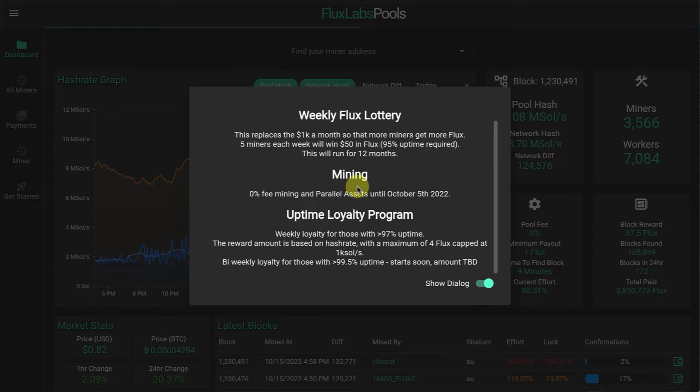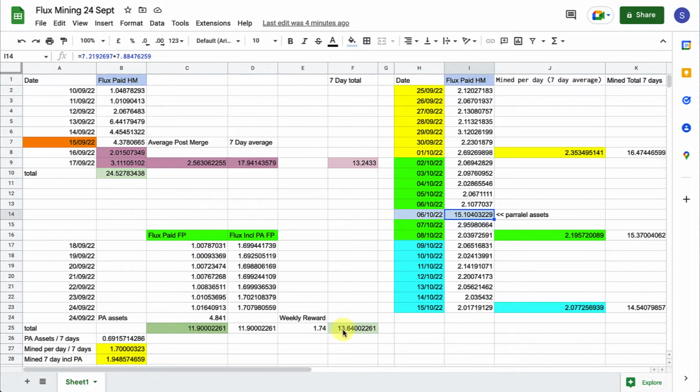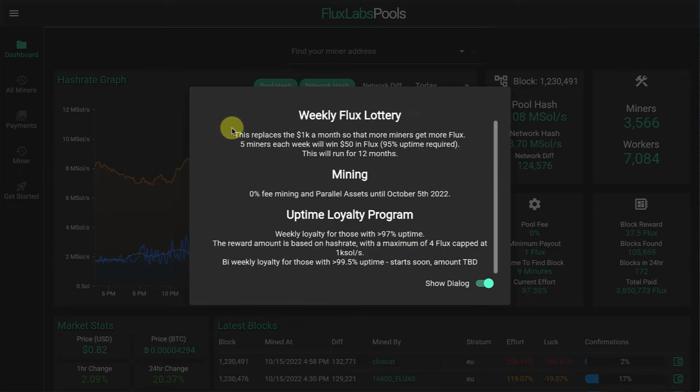I'm not sponsored by FluxPools or have any sponsorships. So if you take that into consideration, if I added 40, 42 Flux to this, 50-something Flux for that week, that's going to blow everything out of the water. So you're basically going to multiply this by four. So 4 weeks, 52 Flux plus 40, 90-something Flux for that month, as opposed to 40-something Flux. So for the month, you're getting double. So there's a chance that you could get that additional $50 in Flux.